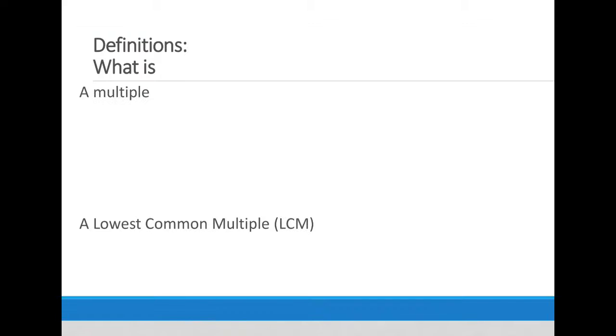So, carrying on, definitions to start with, because I'm talking about the lowest common multiple, and I need to think first of all, what's the multiple and what's the lowest common multiple? So press pause, go and find out what is a multiple, what is a lowest common multiple. Try and think how you would describe them to someone, and then when you've written something down, press play and we'll see if you've got those correct.